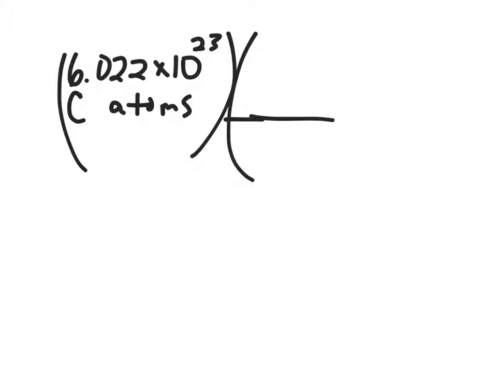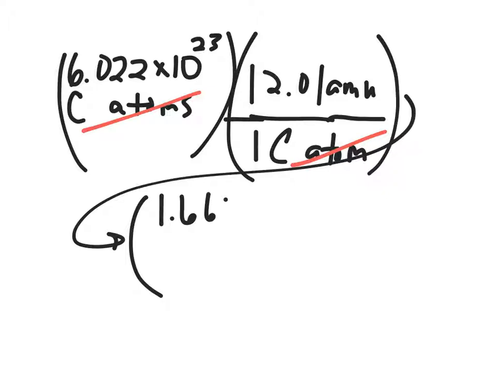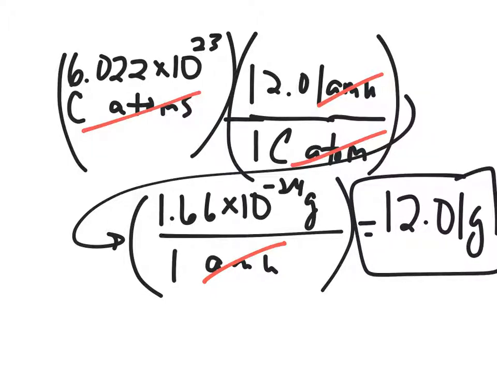So we know that one carbon atom has a mass of 12.01 atomic mass units. So now we can cancel out our units of carbon atoms. That tells us how many AMUs we have, the mass when we have 6.022 times 10 to the 23rd carbon atoms, in atomic mass units. And we know that there's 1.66 times 10 to the minus 24 grams in one atomic mass unit. So now our atomic mass units cancel out. And if I do that math, I get 12.01 grams. So that is a reasonable number, right? I could put 12 grams on a scale in the lab.